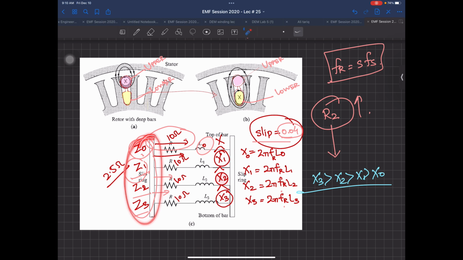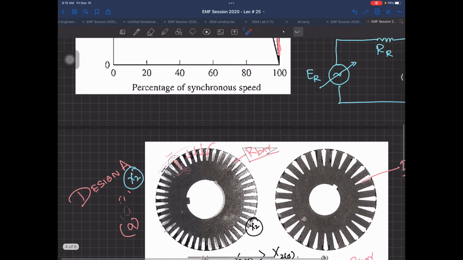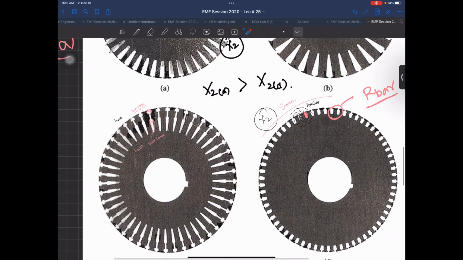These all four are going to behave as almost the same impedance. So when they behave as the same impedance, their Z equivalent, or whatever you want to call it, ZR, will be very small, and correspondingly your resistance would be very small.